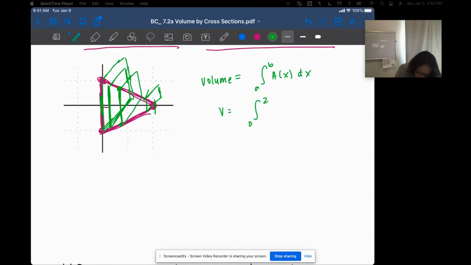Okay, and then my teeny tiny little square is going to be at the end at our last bound. So A of x is the shape that's popping out, the green shape here, which is a square. The area of a square is equal to s squared, or the base squared.